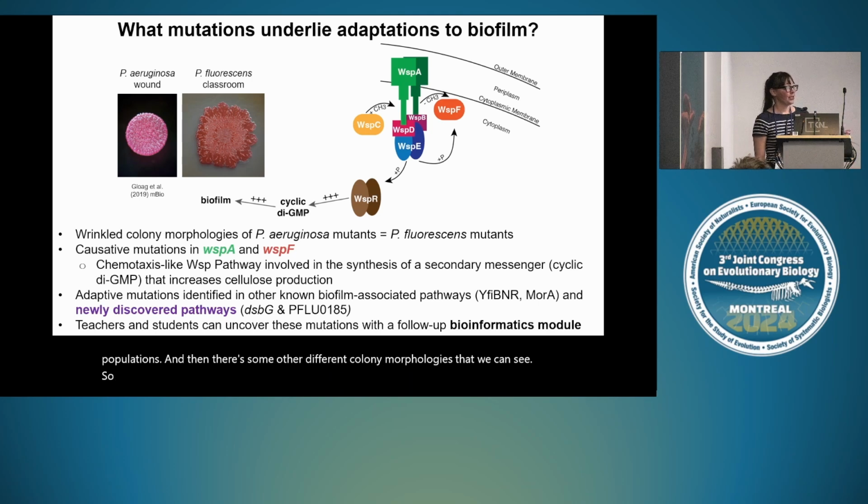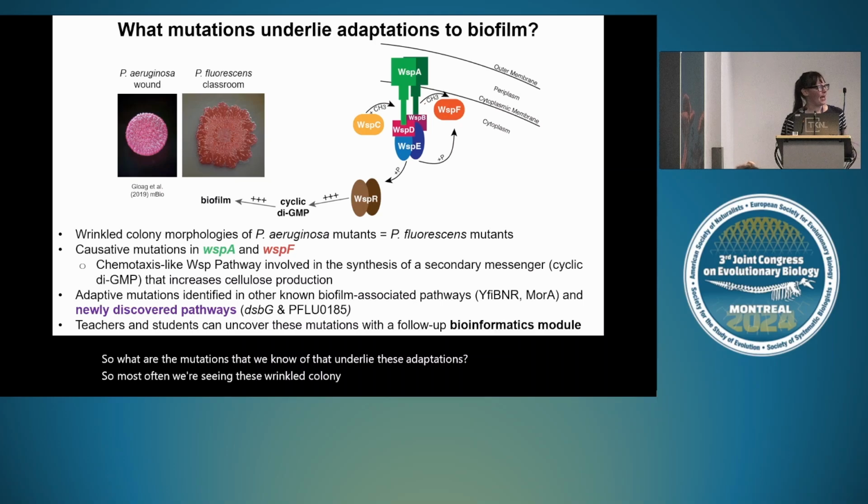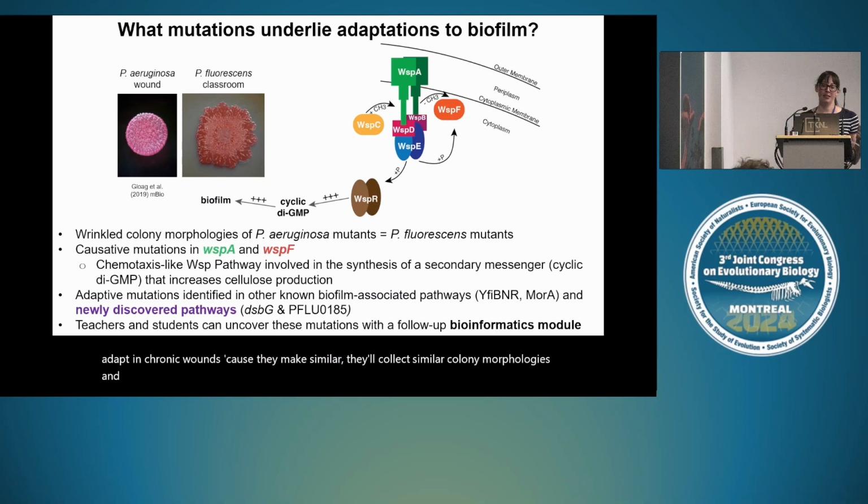So what are the mutations that we know of that underlie these adaptations? Most often we're seeing these wrinkled colony morphologies, and they're typically mutations in this WISP pathway. Interestingly, we can relate that to a pathogenic bacteria, Pseudomonas aeruginosa, and how they adapt in chronic wounds, because they collect similar colony morphologies, and the mutations also occur in the same pathways that we see in the safe classroom bacteria.